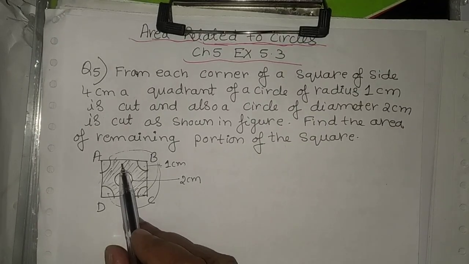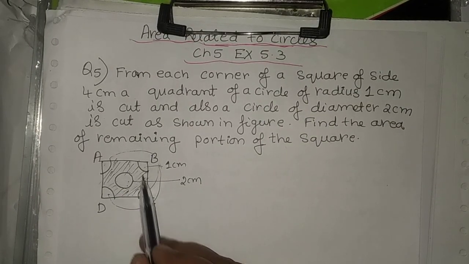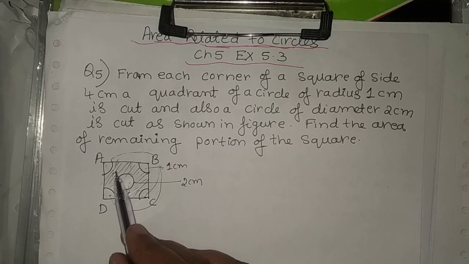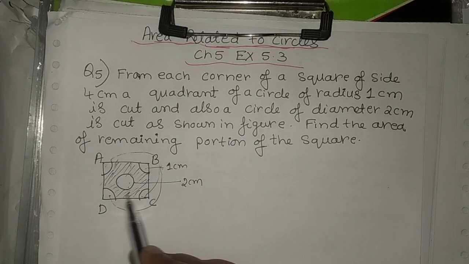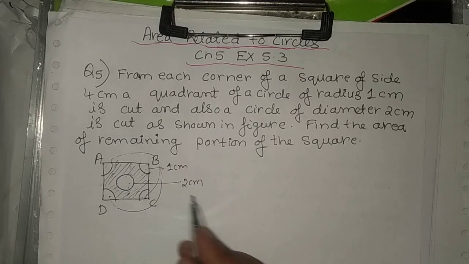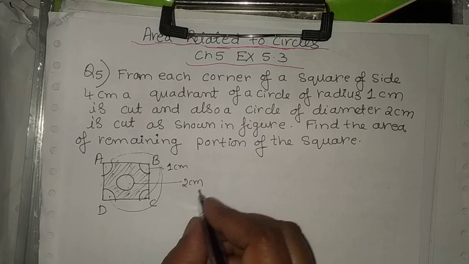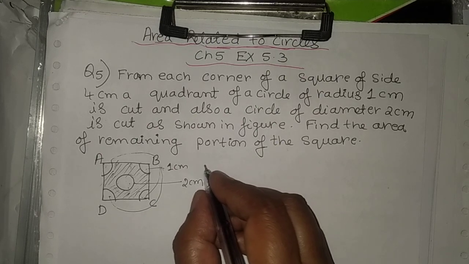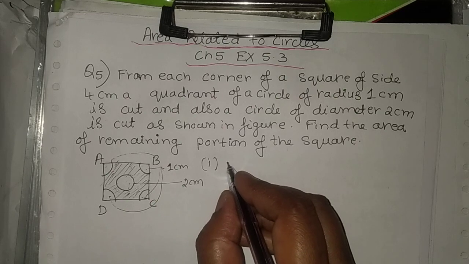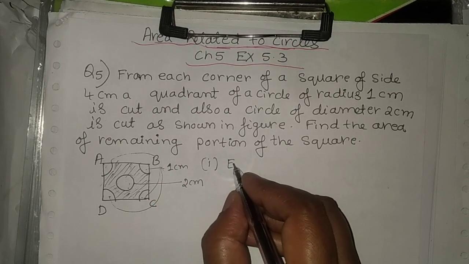So now this is the shaded part, and we have to find out the area of this shaded part. Leaving all these 4 quadrants and the circle, this part we have to find the area of. So for this, the first part is to find the area of the square.